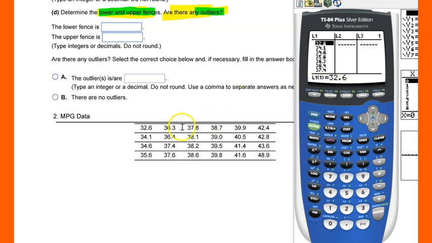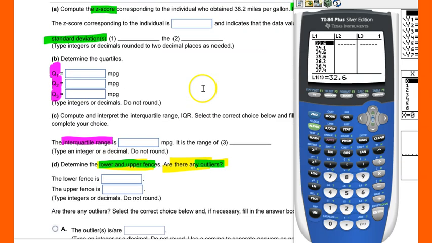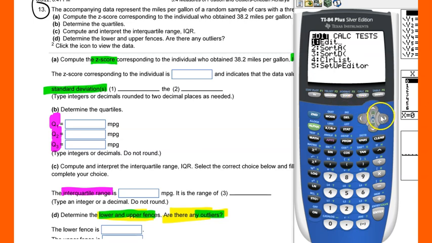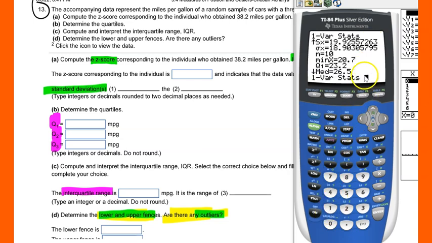Okay, I put all this data in the calculator. Now to find the z-score, you have to find the standard deviation first. Notice that this is sample data, therefore I'm looking for the sample standard deviation. To find that, you go to stat, calc, and function 1, which is 1-Var Stats, and since your data is in L1, you're good. Press enter. Now you see that you have a standard deviation here. That's what you're going to use.